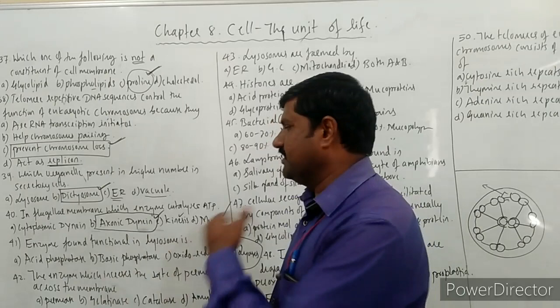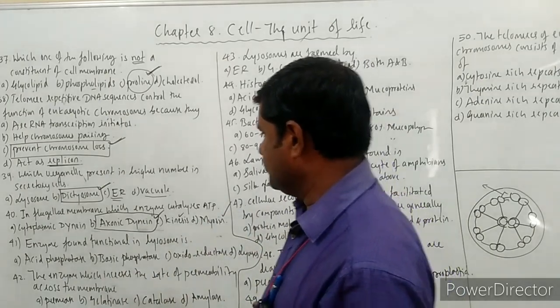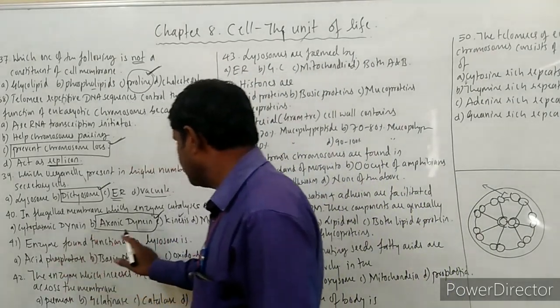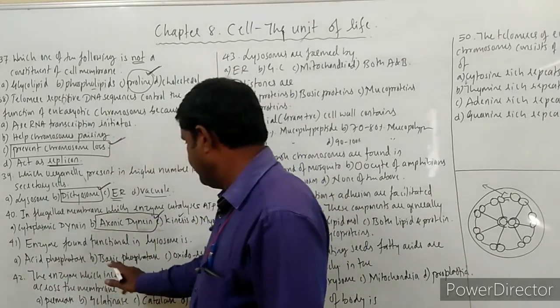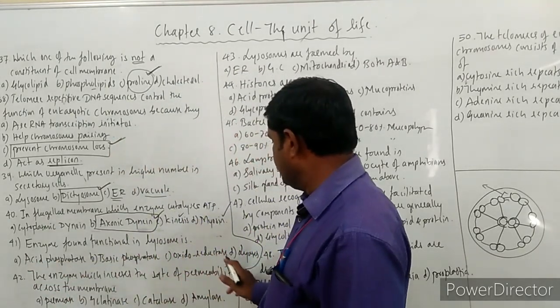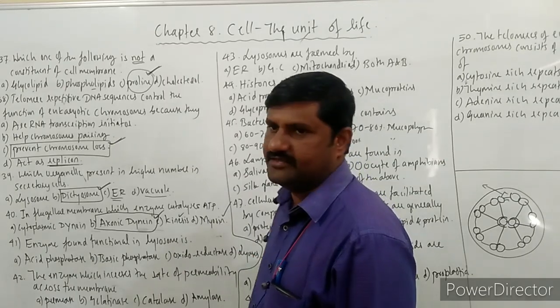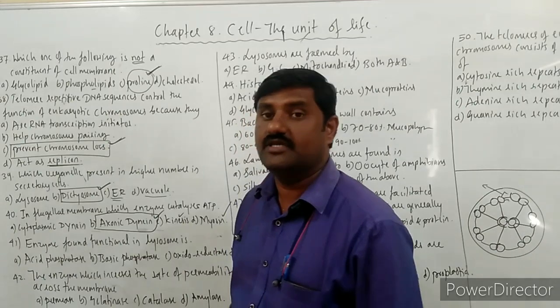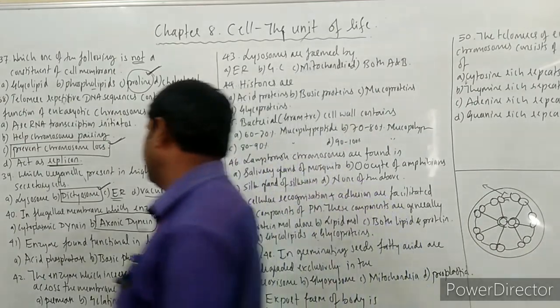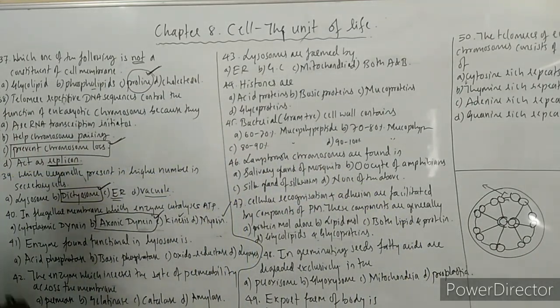Then search for the answer to this question. The enzyme found functional in a lysosome is acid phosphatase, basic phosphatase, oxidoreductase, lyase. Right? These are all different types of enzymes that we come across. But the active one in these lysosomes is acid phosphatase; that is the correct answer for this question.